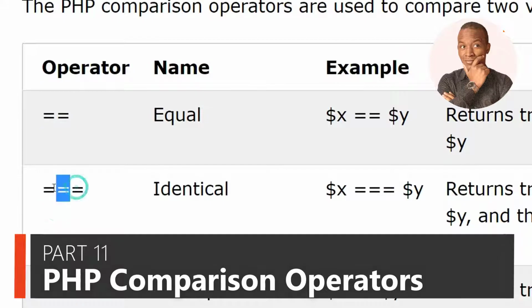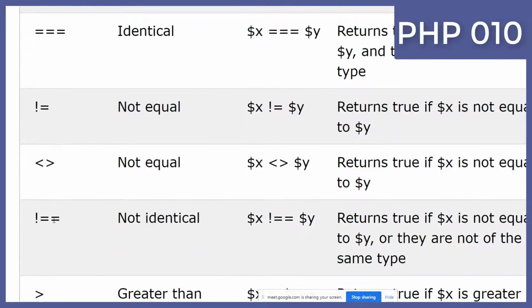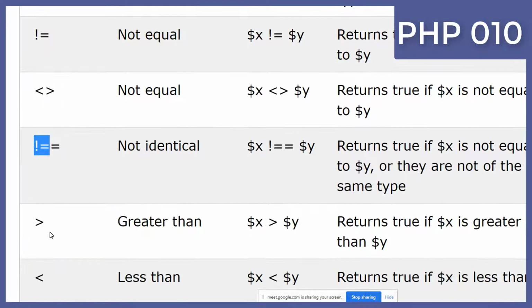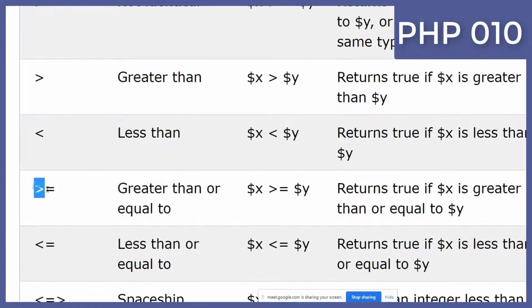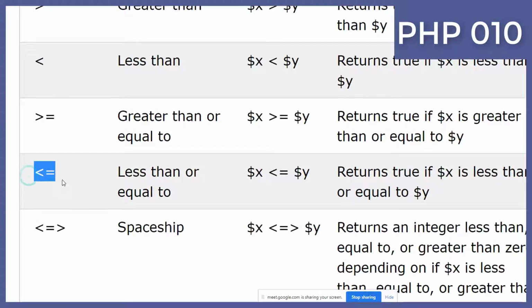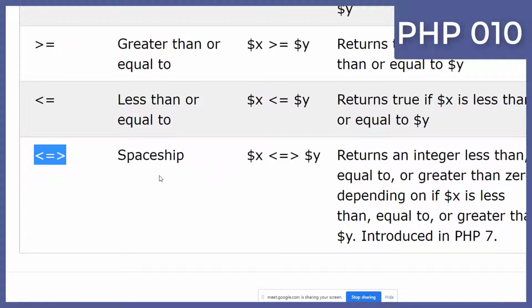This one is the comparison operator for checking if the number is identical, and this one is not equal, and this one is also not equal. These two perform the same. Then this one is not identical, this one is greater than, this one is less than, this one is greater than or equal to, and this one is less than or equal to.